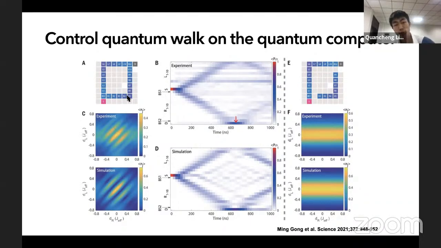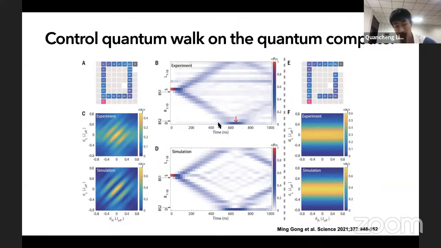So the quantum worker will go on this path or on this path, and this is their result. As we can see, this is the path. This is path left, and this is path right, and finally it goes back to this and transmits to this.